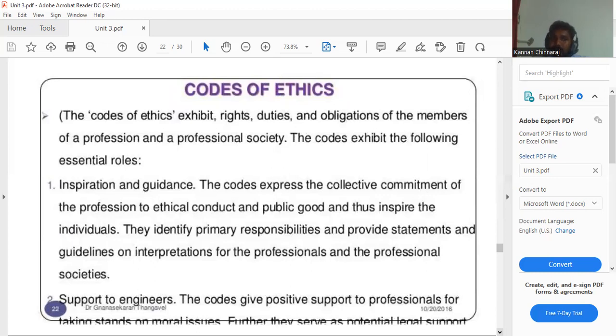The code of ethics exhibits the rights, duties and obligations of the members and represents the professional society. The code exhibits the following essential roles. First one is inspiration and guidance. The code expresses the collective commitment of the profession to ethical conduct and public good, and thus inspires the individuals. They identify primary responsibilities and provide statements and guidelines on interpretations for the professionals and professional societies. Support to the engineers is the third.